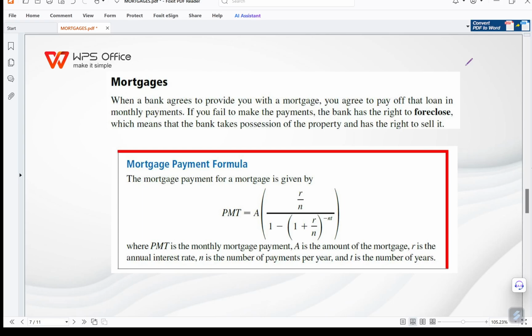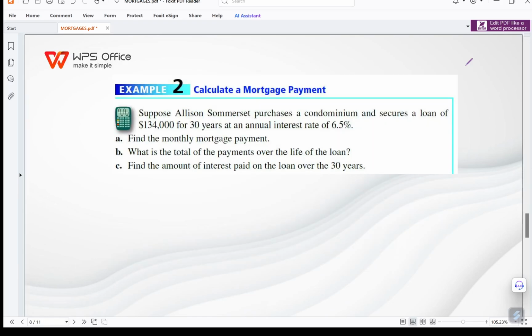Mortgage payment formula. The mortgage payment for a mortgage is given by this one. PMT is equal to A times R over N, over 1 minus (1 plus R over N) raised to the power of negative N times T, which is the same we have discussed last time, where PMT is the monthly mortgage payment, A is the amount of the mortgage, the amount you loan, R is the annual interest rate, N is the number of payments per year, and T is the number of years.